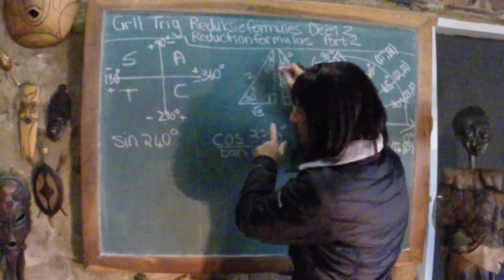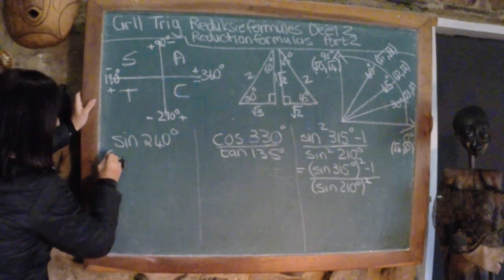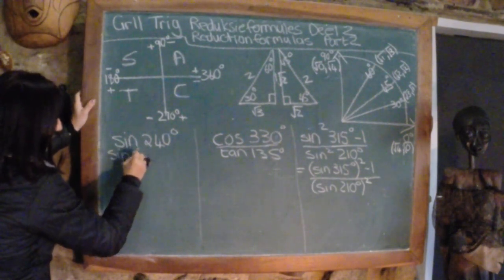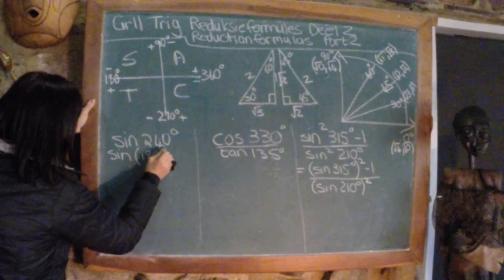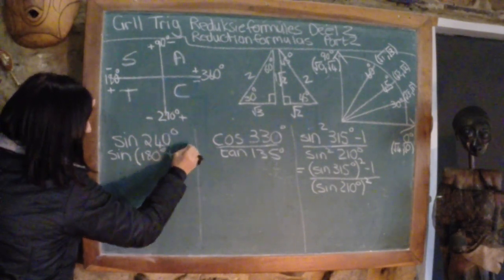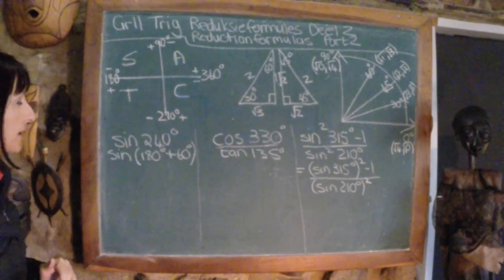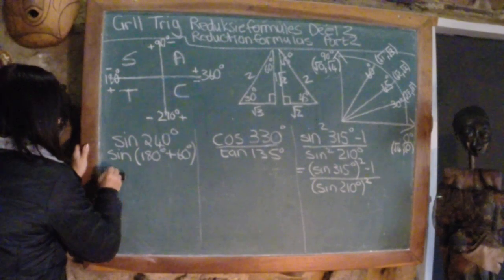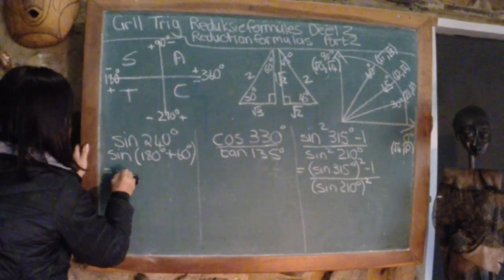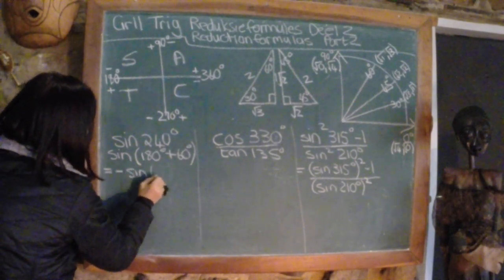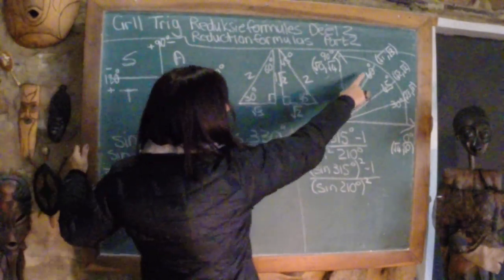So let's start. First thing we need to do, we need to change this 240 with a reduction formula to a known angle. So ons gaan werk met 180 grade plus 60. 180 plus 60 is presies gelyk aan 240, so hierdie en hierdie ding is identies. Now I'm gonna apply my reduction formula. 180 plus gives me a minus sin of 60. And now I can either refer to that triangle or to that.